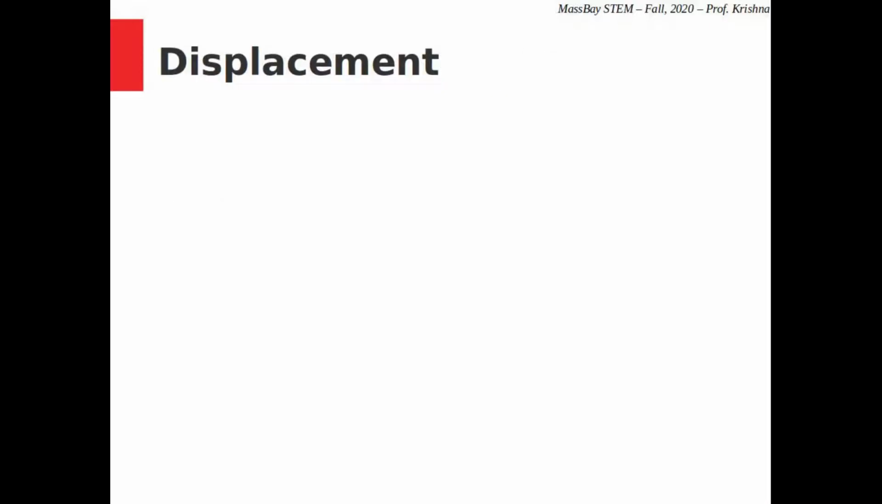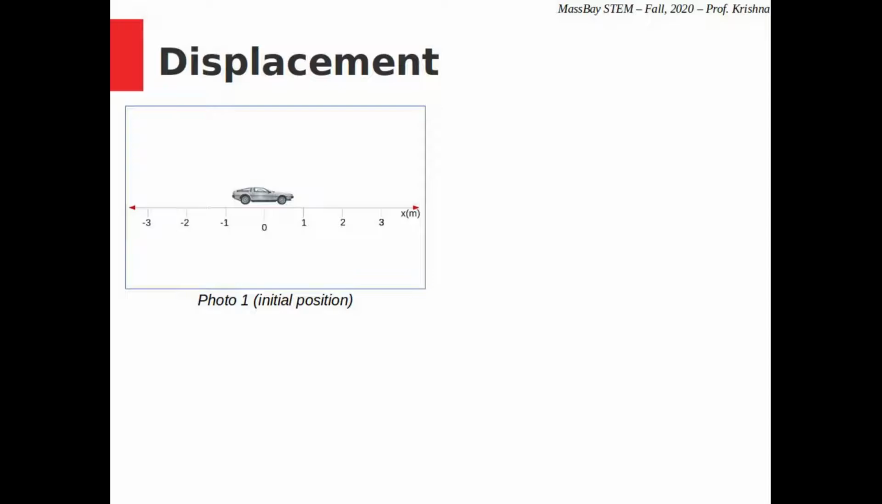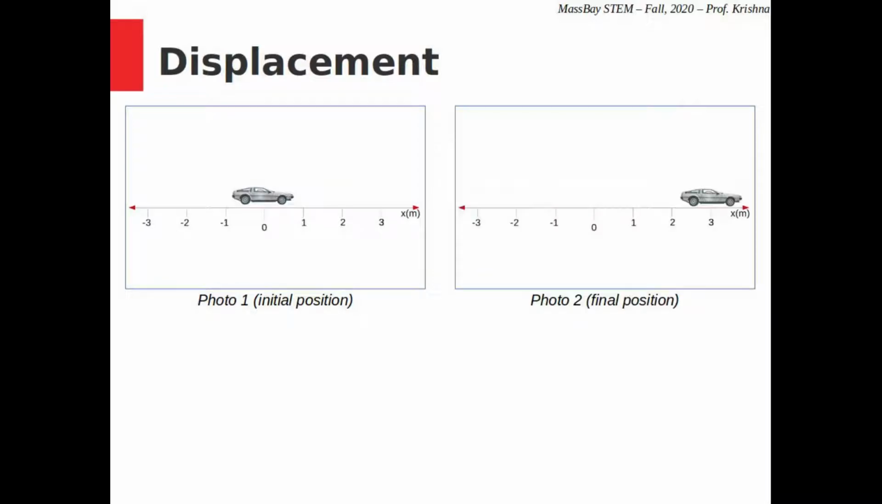But usually in physics, we're not too concerned about the absolute position of an object. We're more interested in how something has moved, how its position has changed. Now, if you wanted evidence that an object had changed its position, here's one way to do it. Take a photo of the object. Then take another photo after a period of time has elapsed. Then compare the positions of the object in the two photos.